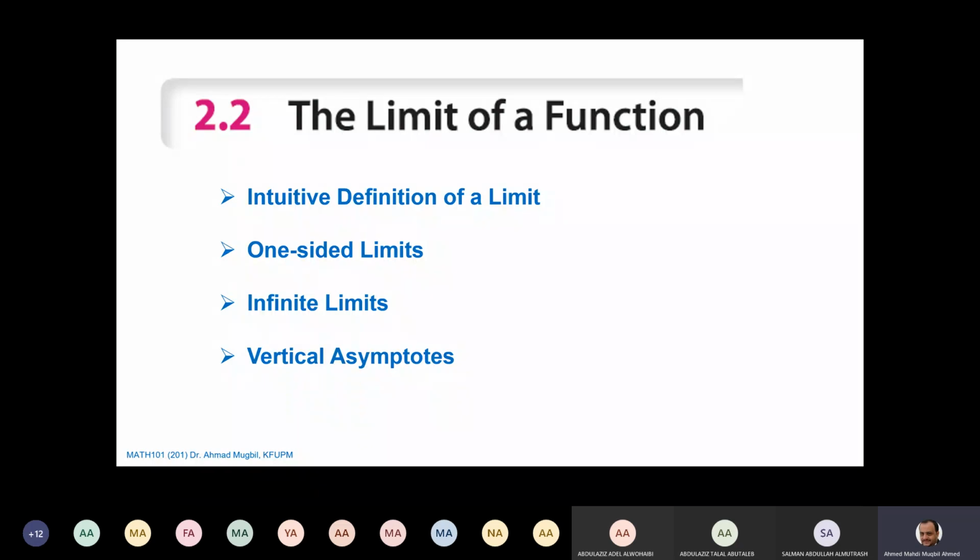The formal definition of the limit will be in 2.4, inshallah. Also, we will study the one-sided limits, when we have limit from the right and from the left. Also, the infinite limits, when the limit of a function goes to infinity. And finally, the vertical asymptotes, and they are related to the infinite limits. When you have infinite limits, you have vertical asymptotes.